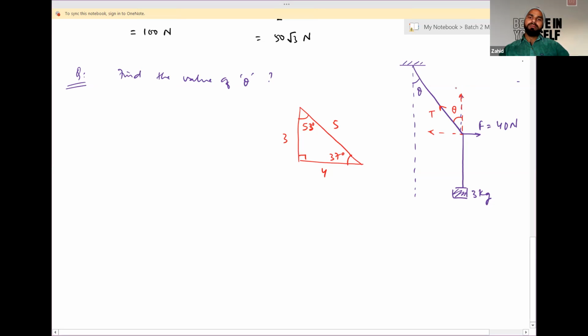On resolving this component, it will be T cos theta as it is adjacent to theta, and T sin theta. So on comparing, T sin theta will be 40 and T cos theta will be mg, that is 3 into 10, 30. Just divide these two terms and try to find theta.